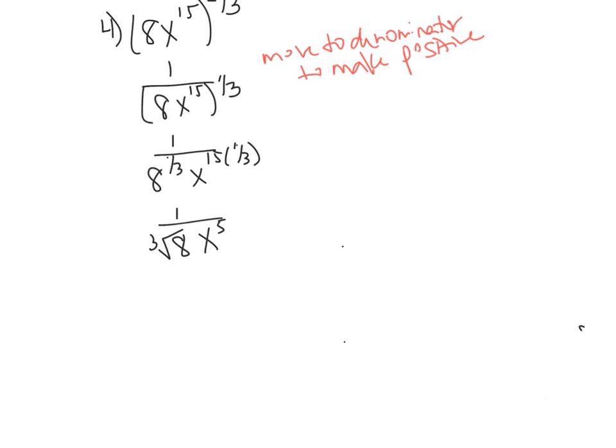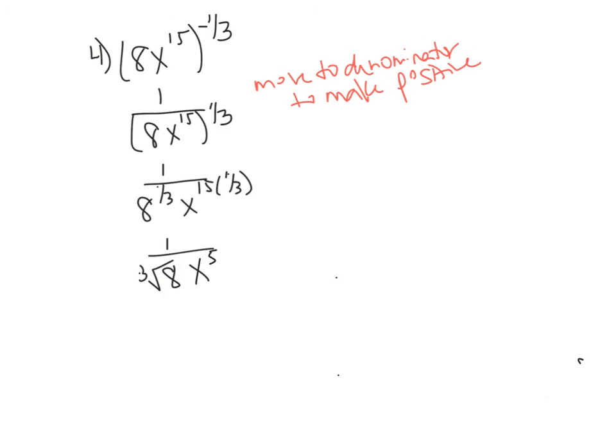And now all we have left to do is simplify the cube root of 8. So 8 is a perfect cube. Cube root of 8 is 2. And we had the 2 times x to the 5th. So 8x to the 15th, all of that raised to the negative 1/3, can be simplified all the way down to 1 over 2x to the 5th. Not too bad.